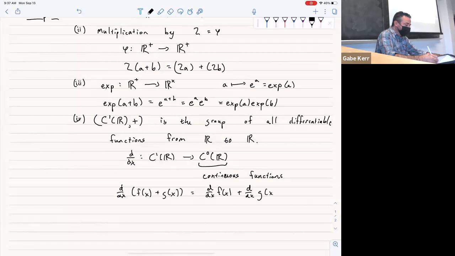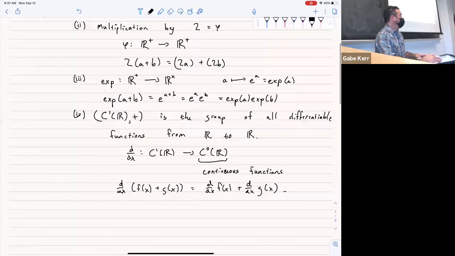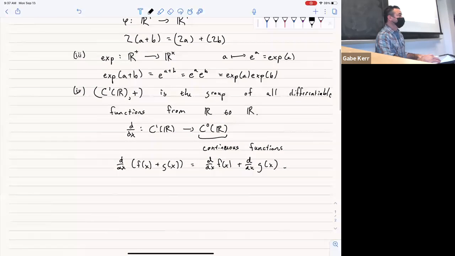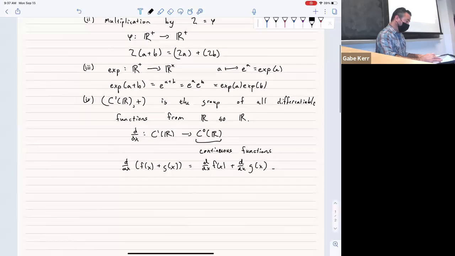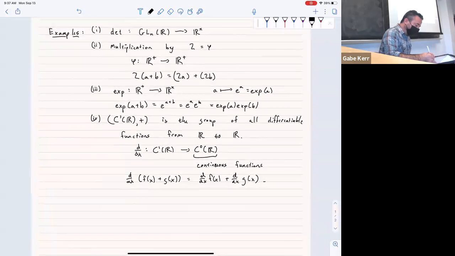Precisely the defined homomorphism. Okay, but derivatives are easy and you like integrating. I know you guys love integrating. And integration, the definite integral, is also a homomorphism.